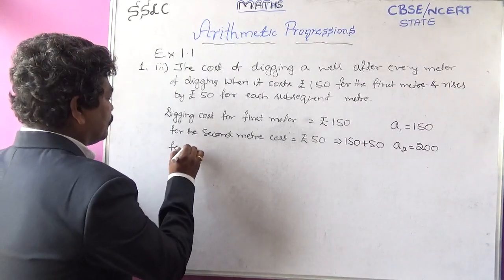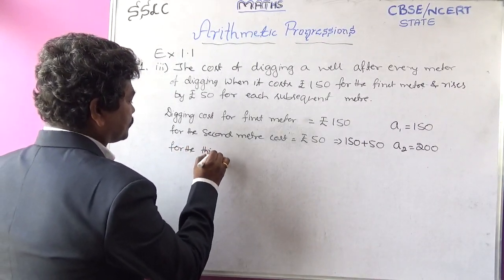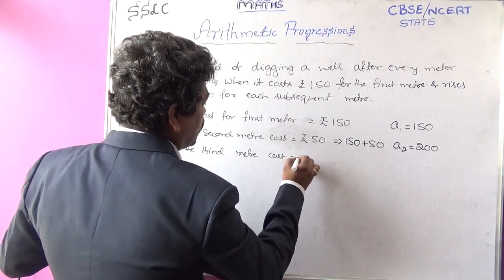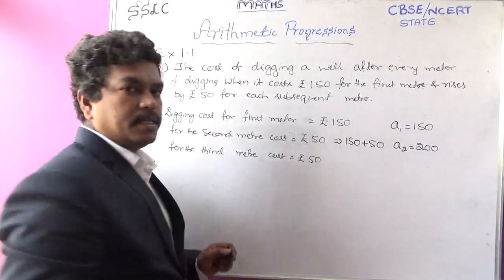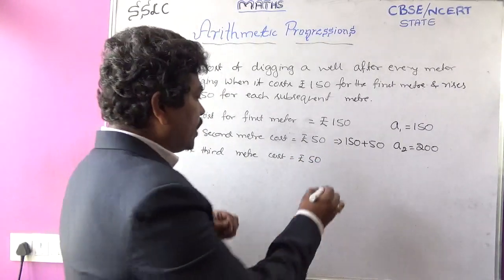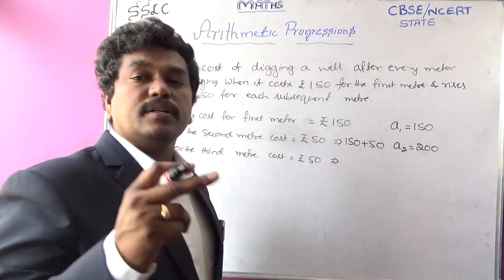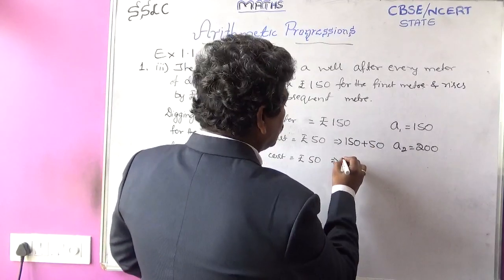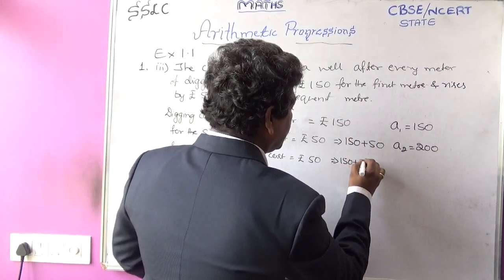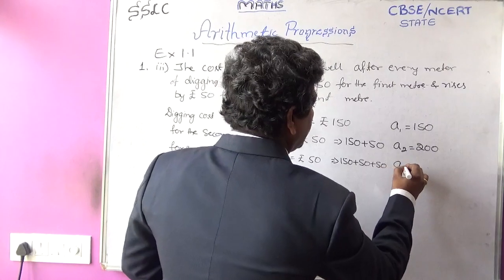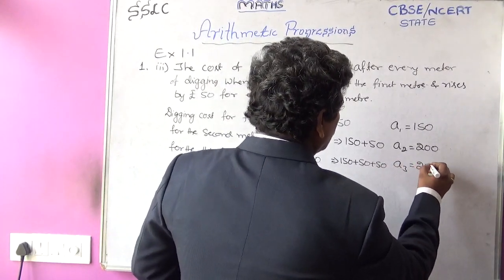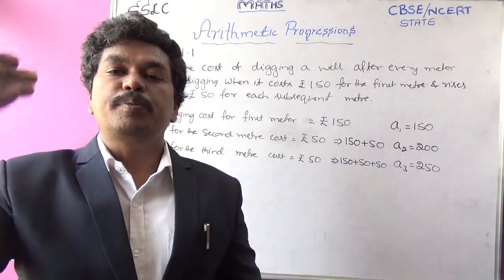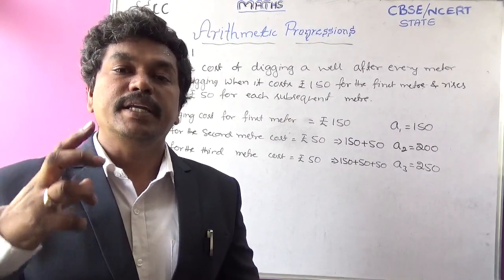And then for the third meter, you observe, the cost is again rupees 50. Additional rupees is 50. So we have to find out what is the total cost at the end of the third meter digging. It is 150 plus 50 plus 50, so that is A3, that is equal to 250. For each meter we have to add rupees 50 at the end of the digging.